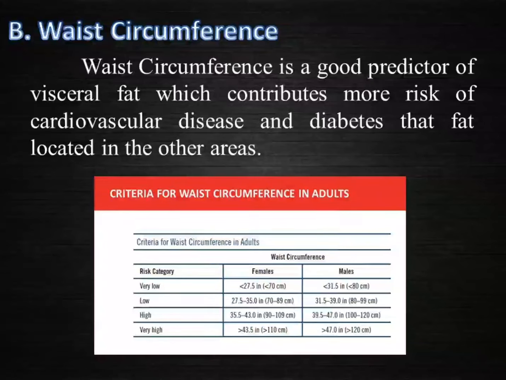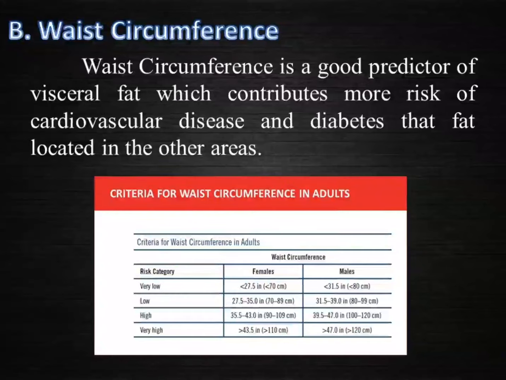Risk category: high. Females: 35.5 to 43 inches or 90 to 109 centimeters. Males: 39.5 to 47 inches or 100 to 120 centimeters. Risk category: very high. Females: greater than 43 inches or 110 centimeters. Males: greater than 47 inches or 121 centimeters.